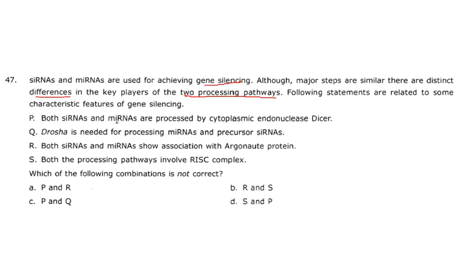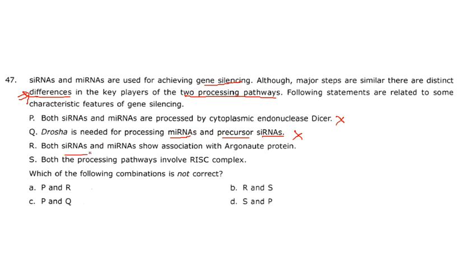So both siRNA and miRNA are processed by the cytoplasmic endonuclease Dicer. Are both of them processed by Dicer? What do you think? No. The processing pathway is distinct, as mentioned in the question itself. So this becomes wrong. Drosha is needed for processing miRNA and precursor siRNA. So this is also wrong, because Drosha is required only for miRNA.